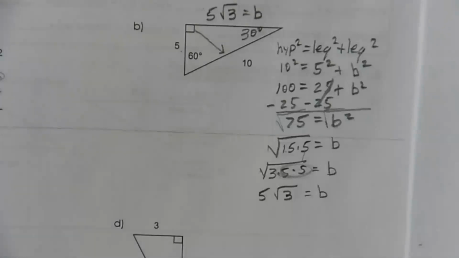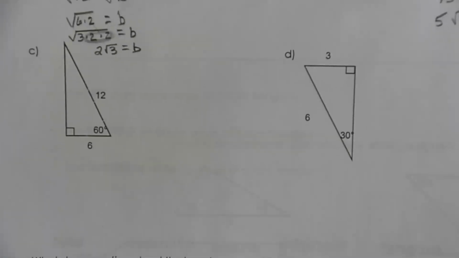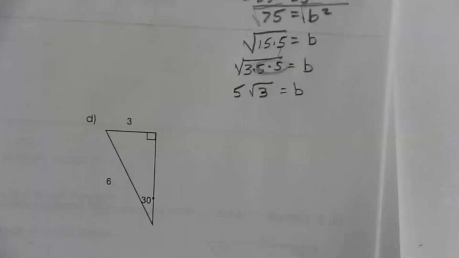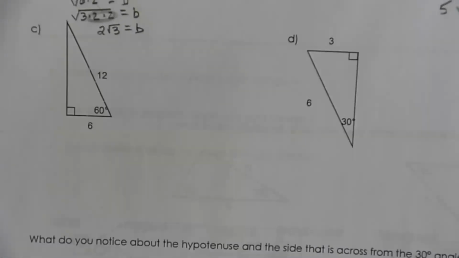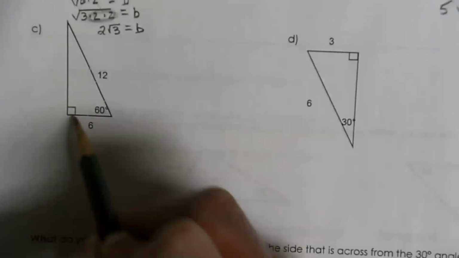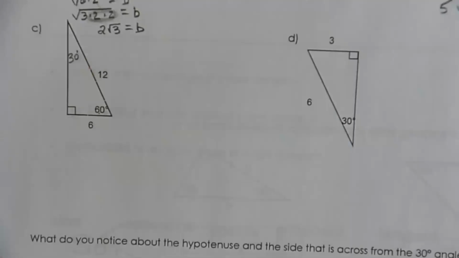And if you're starting to see a pattern here, it is not a coincidence. That's the pattern of 30, 60, 90. Let's go ahead and try another one. Again, we have 5 root 3. Nice work. So we're going to go on and look at this 90 and 60. We know the missing angle would have to be 30. So yes, this is a 30, 60, 90 triangle.